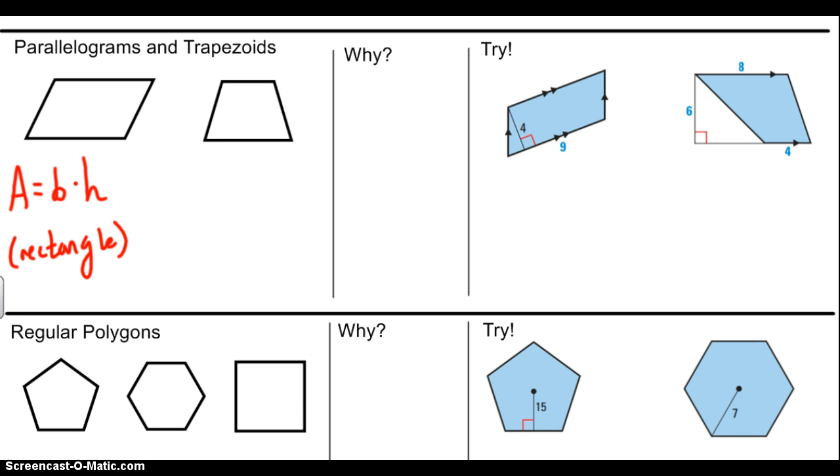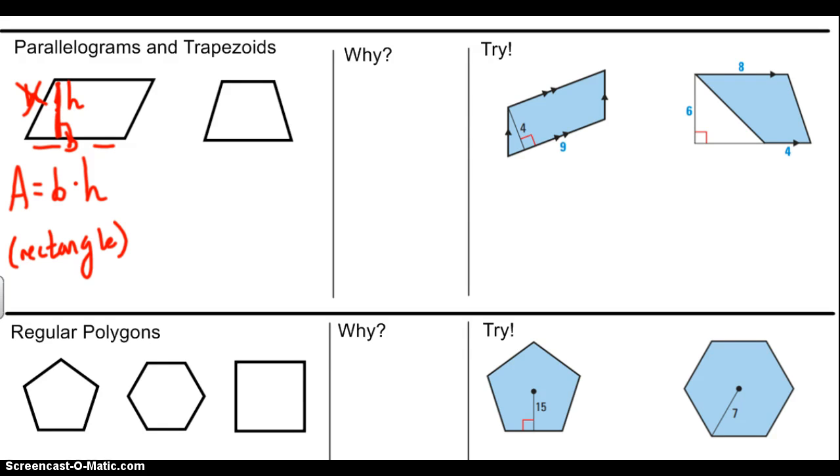However, it's a little bit different. The base, of course, is this part right here, but the height is not this. That is not the height. The height is, if you drop a line perpendicular to the base. Just like for triangles, the height is perpendicular to the base. Same thing with parallelograms. So there's our height right there.